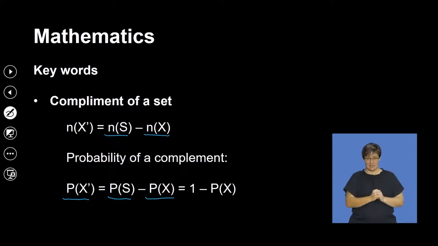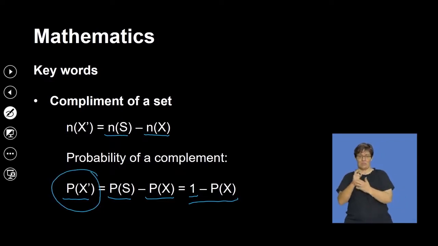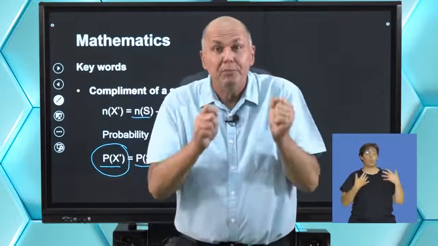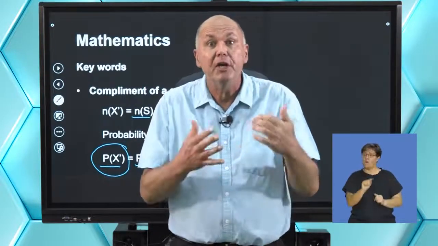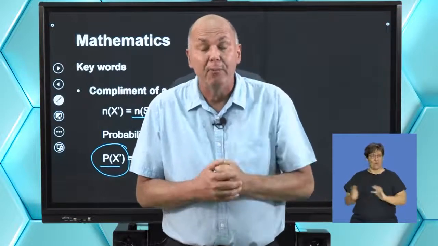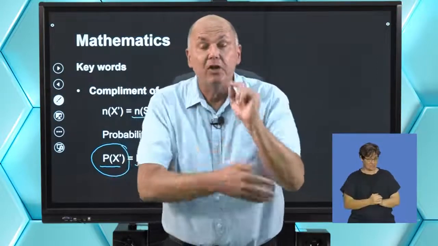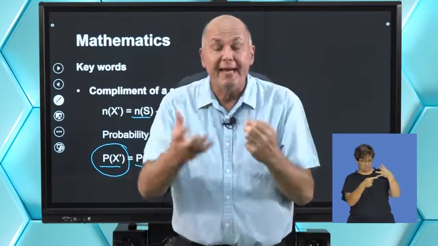And we know the probability of the sample space is 1, so the probability of the complement is 1 minus the probability of X. Now, this is a very useful rule, and I want you to make sure that you've got it very clear, because we're going to show how we can use this in some applications of the rule a little later on. Let's get on to our last two rules, which are about the union and intersection.